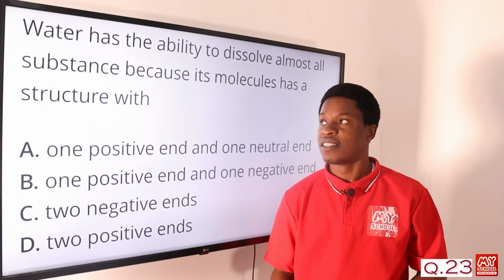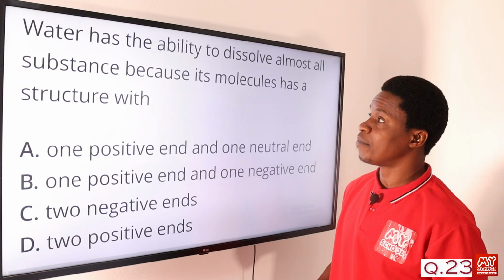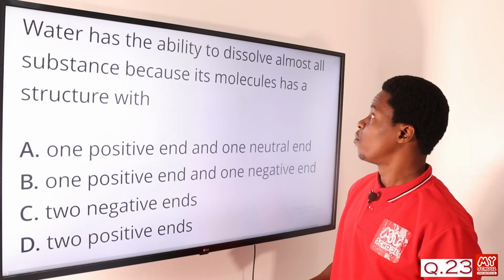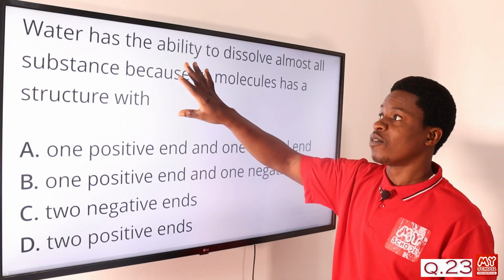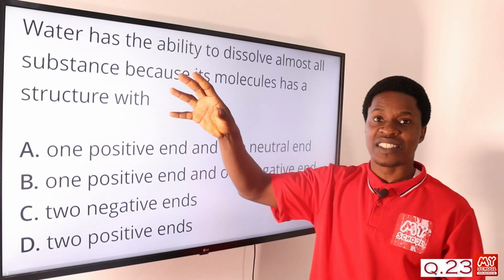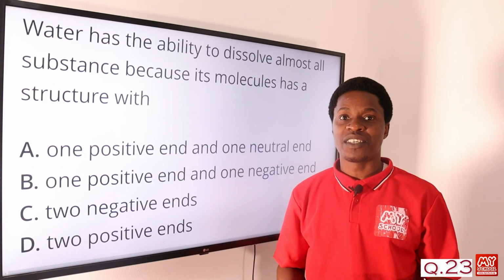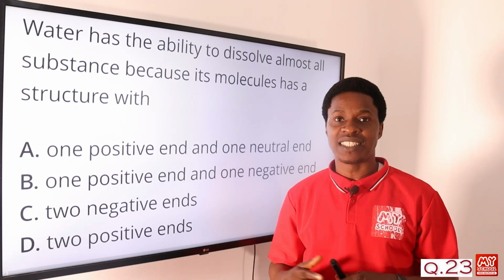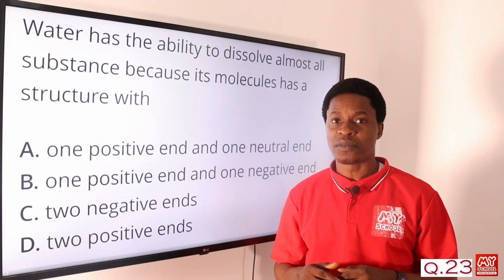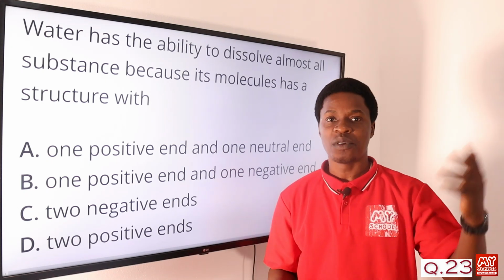Question 23. Water has the ability to dissolve almost all substances because its molecule has a structure with what? This is what we call a universal solvent. We refer to water as a universal solvent because it has the tendency to dissolve so many substances, in fact most substances, compared to other solvents, maybe ethanol and others.